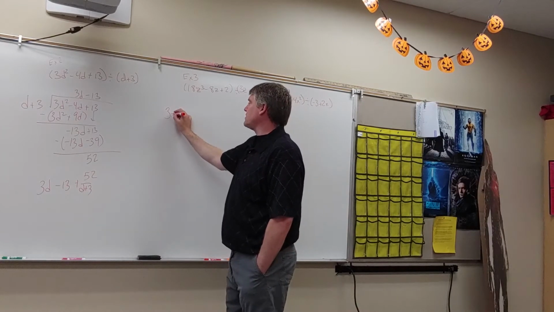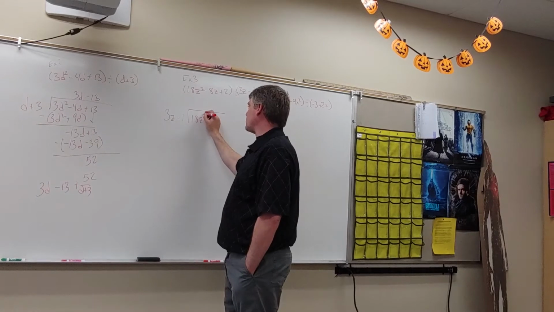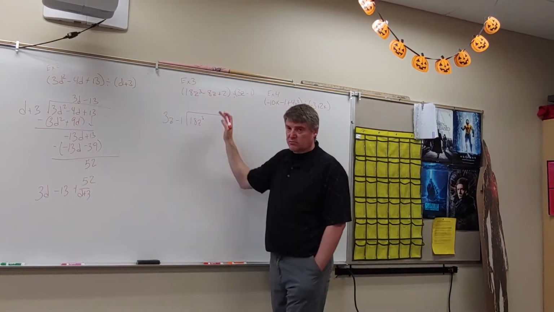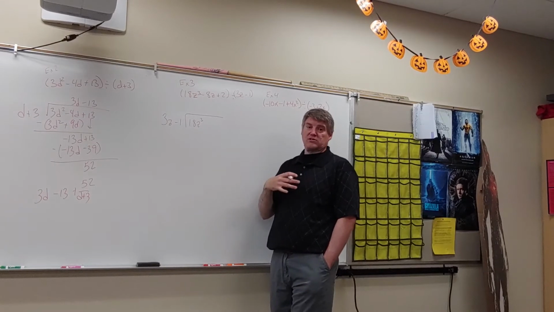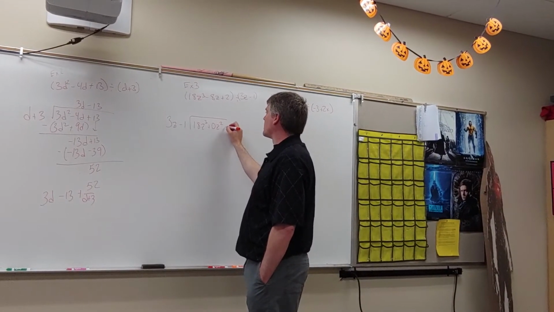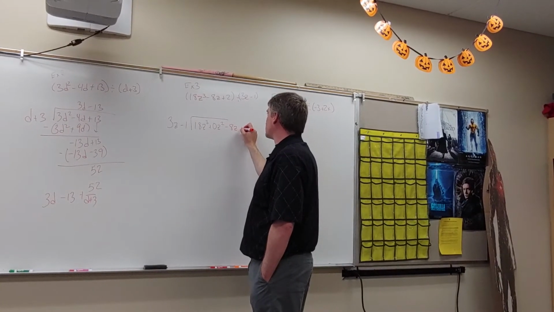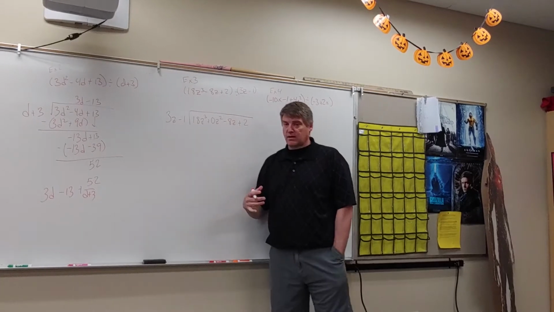So we have 3z minus 1, 18z cubed. Well, how many z squareds do we have here? Well, we don't have any. Okay, so there are no z squareds. So mathematically, I have 0z squared minus 8z plus 2. And now I'm going to divide.